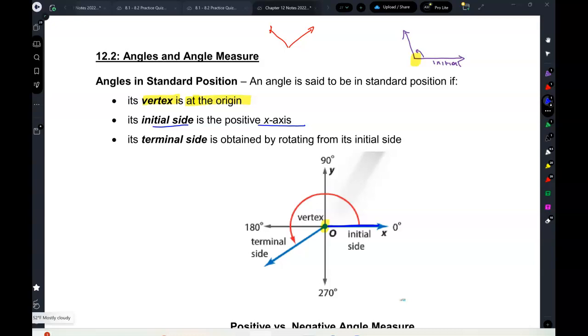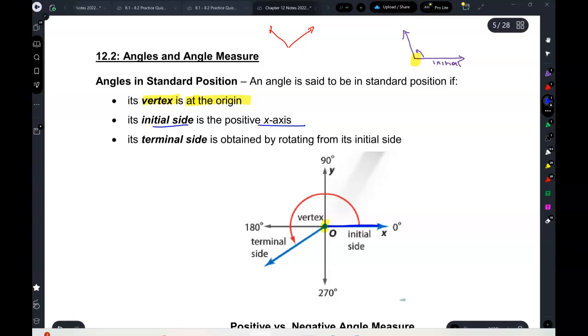Now, when you have the initial side on the x-axis right here, you can rotate this way upwards, or you can rotate this way downward. We don't call it upward or downward. In math, we call it clockwise and counterclockwise. Remember those analog clocks with the hands? Clockwise is if it goes like the hands of the clock, and counterclockwise is if it goes against the hands of the clock. In math and physics, the counterclockwise direction is always the positive direction.